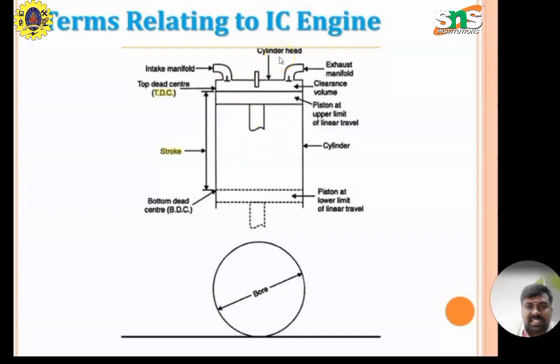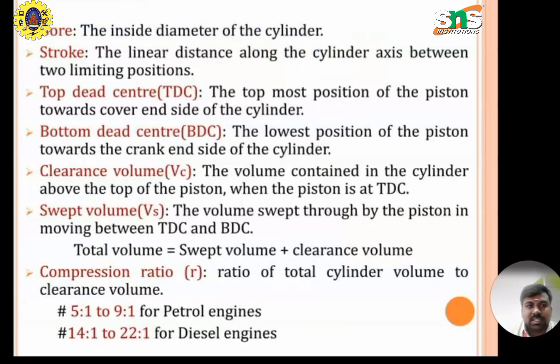It consists of the cylinder head. In the cylinder head, it consists of the intake manifold and exhaust manifold, that is, the inlet valve and outlet valve. Then it consists of the fuel injector, because it is a diesel engine. Then top dead center, bottom dead center, and piston. This is the cylinder. Here are some important terms that we will discuss.